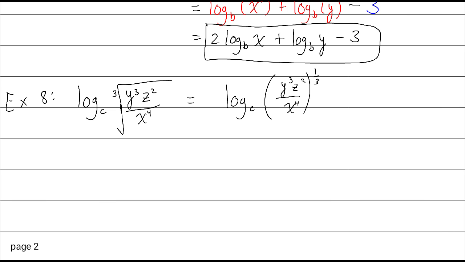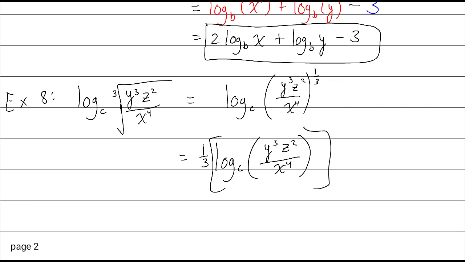So I'm actually going to take care of that first. I could take care of it later if I wanted to. I could multiply this 1/3 times each of these exponents and simplify it from there. But I'm just going to take this using the power rule and bring it down to the front. So this is going to be 1/3 log base c of y cubed z squared over x to the fourth. Okay, so that 1/3 is actually times that whole thing. So anything that I do with the logarithm, I'm going to have to multiply times 1/3 when I'm done.